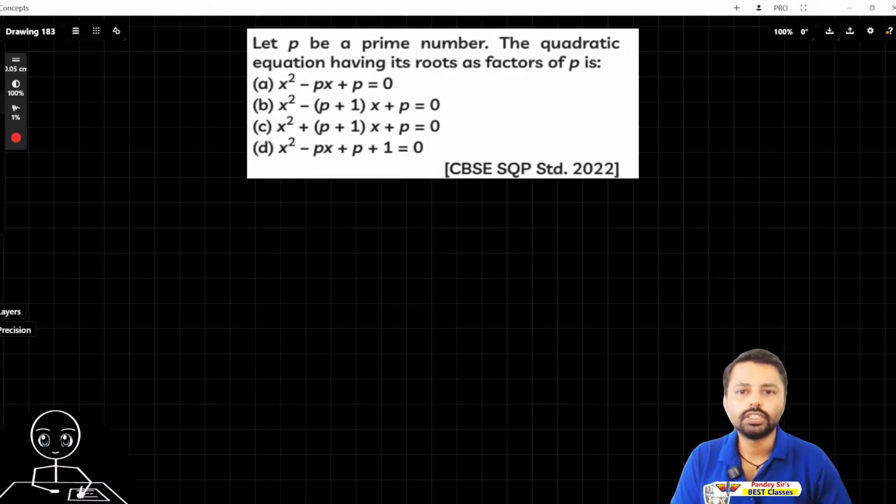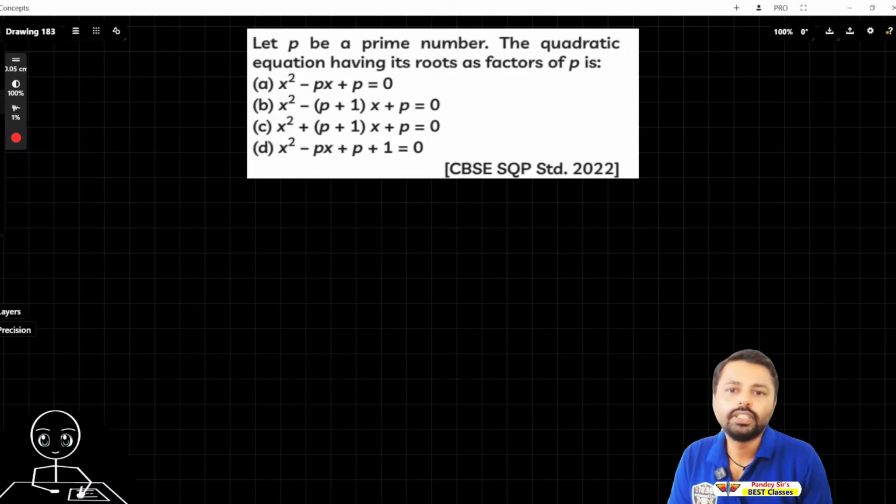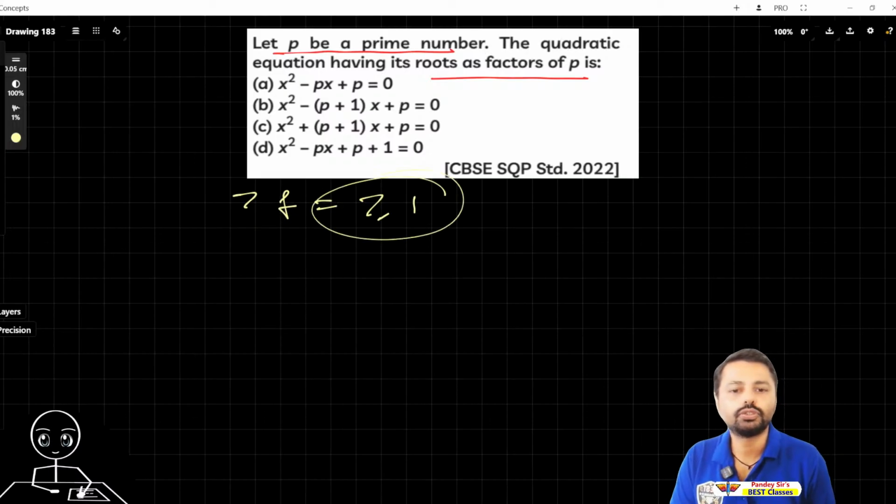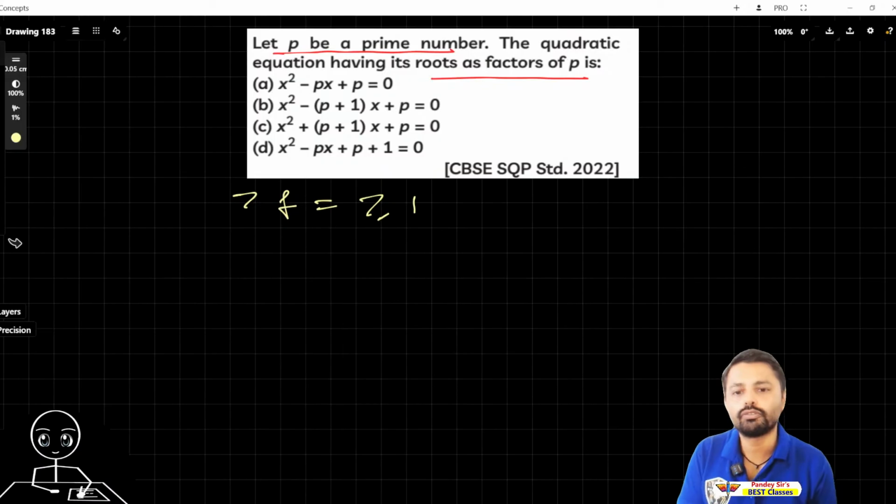So in this question, they said let p be a prime number. The quadratic equation having its roots as factors of p is. Now, factors of p is what? If it is a prime number, like let's say prime number 7, so what are the factors? Factors will be 7 comma 1. Those are the only factors.